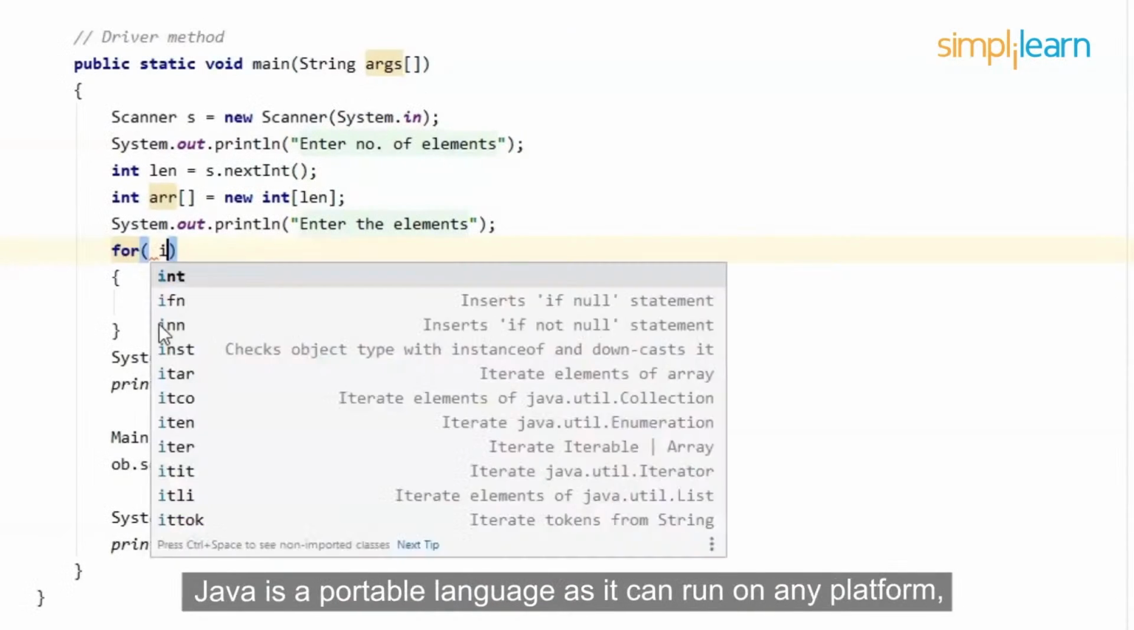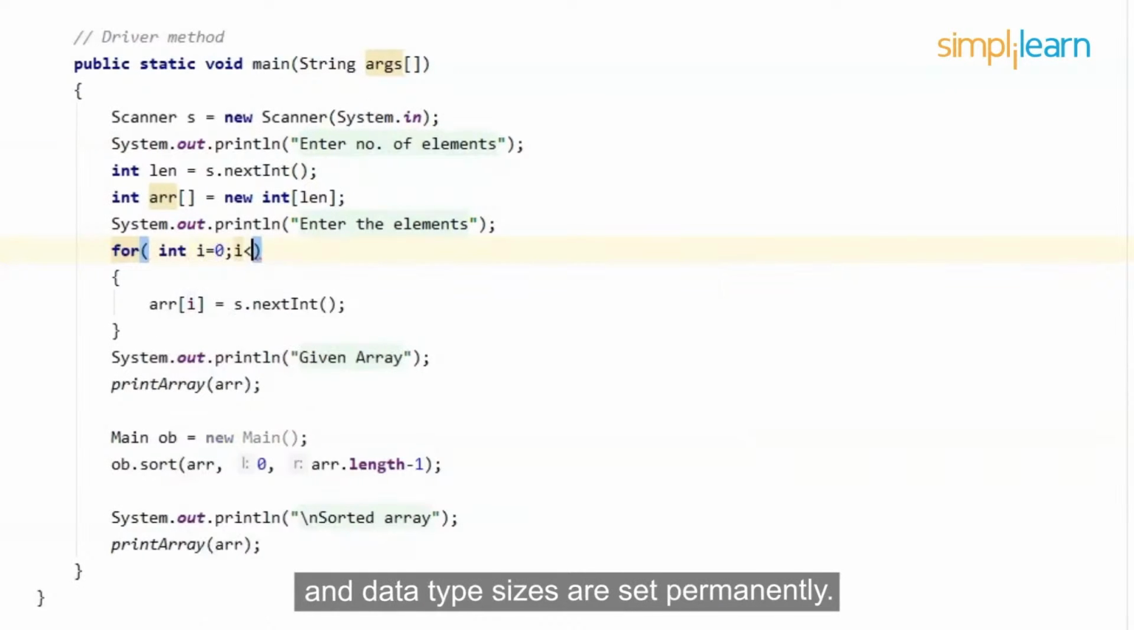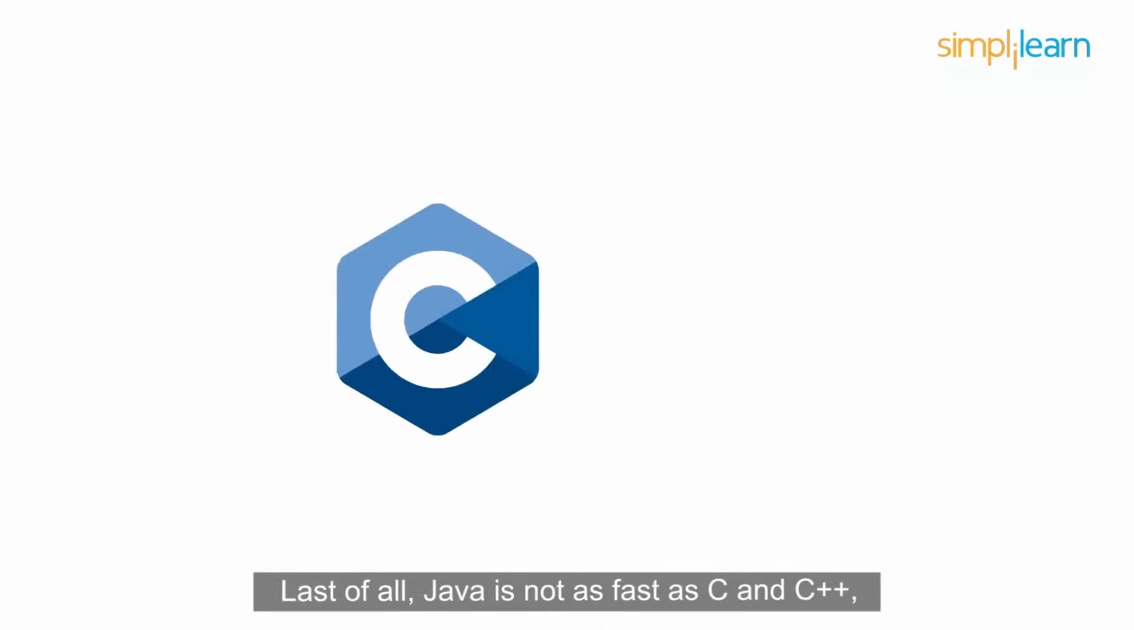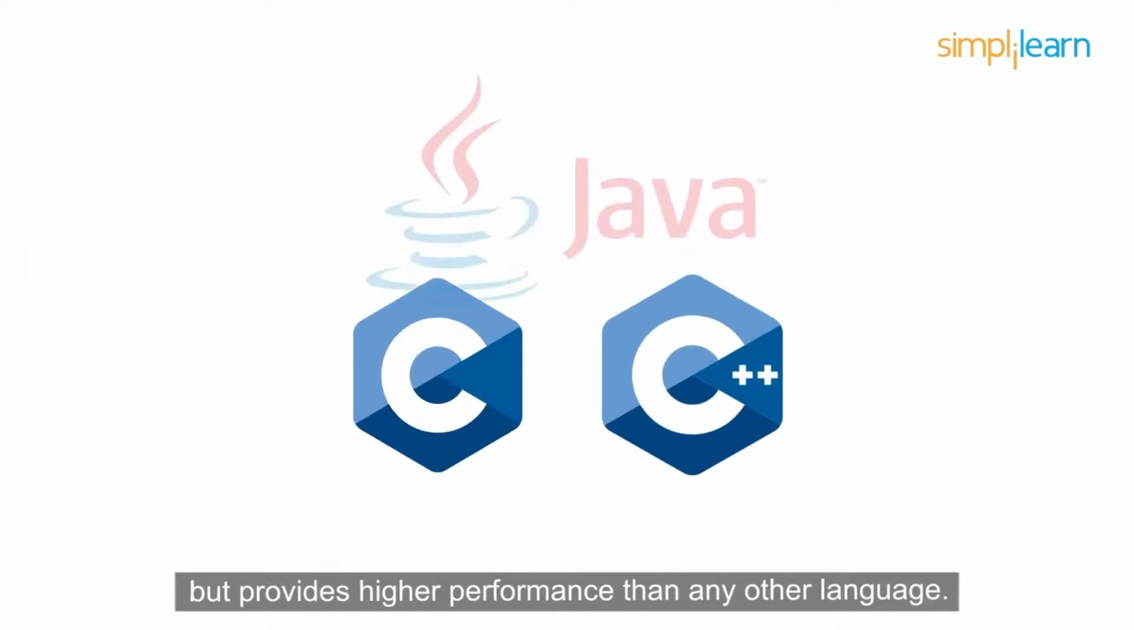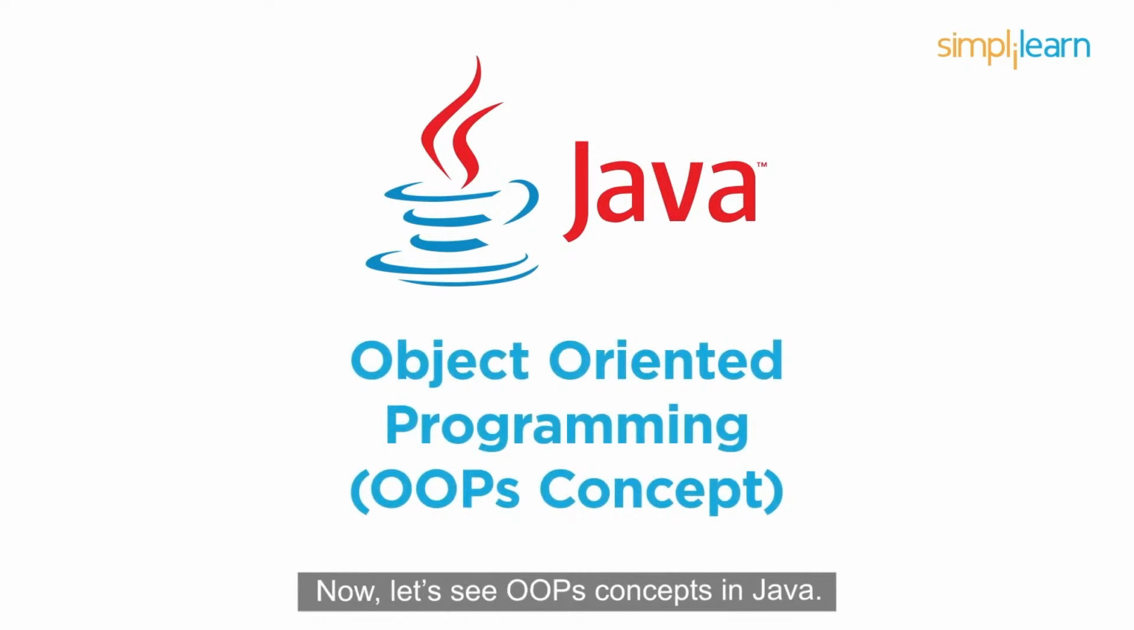Java is a portable language as it can run on any platform, and data type sizes are set permanently. So a Java program has a fixed size of the code. Last of all, Java is not as fast as C and C++, but provides higher performance than any other language. Now let's see OOPS concepts in Java.